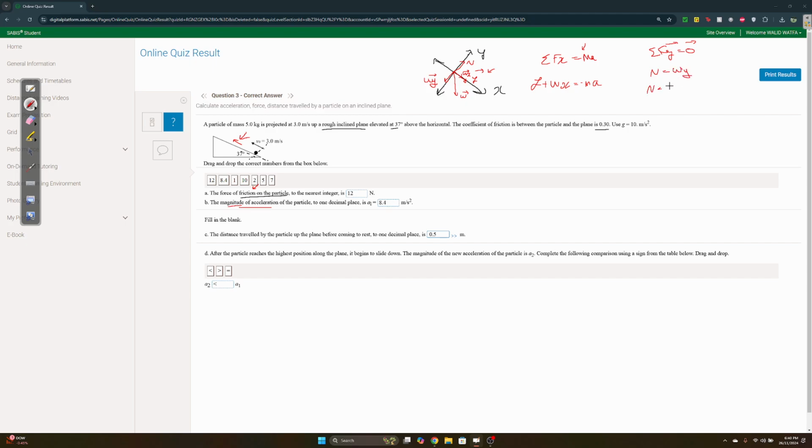Wy is actually equal to, they told us the angle theta is 37 degrees. Should have put that from the start. W is equal to mg, but the y component is going to be W times cosine 37. Why cosine? Because the angle is with the vertical, so you use cosine for the y component. So mg cosine 37. What are they asking? They're asking for the force of friction. Friction is equal to mu N. We have mu given, which is 0.3, and we have N, which is mg cosine 37. We know that m is 5 and g is 10, so it's going to be 0.3 times 5 times 10 cosine 37.